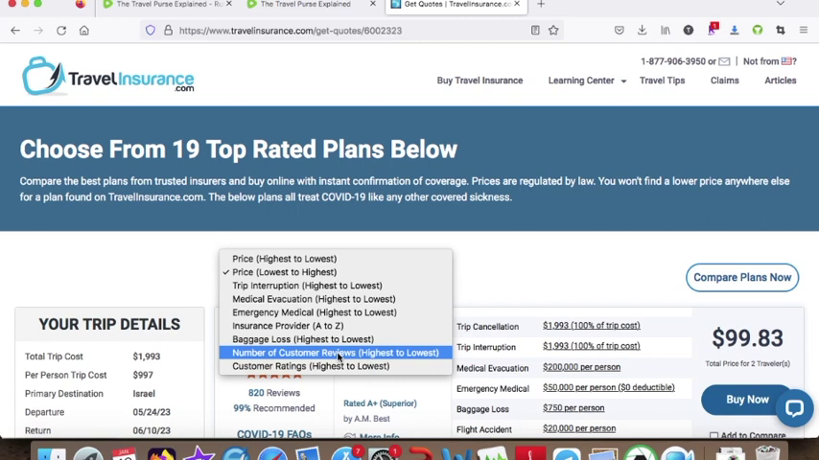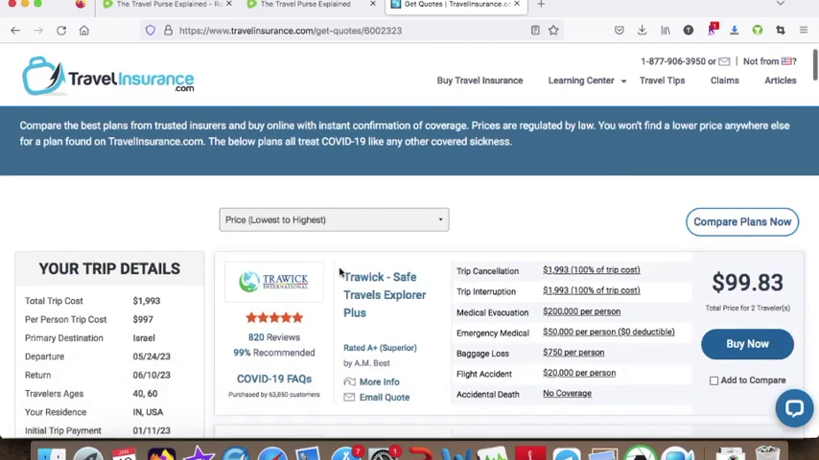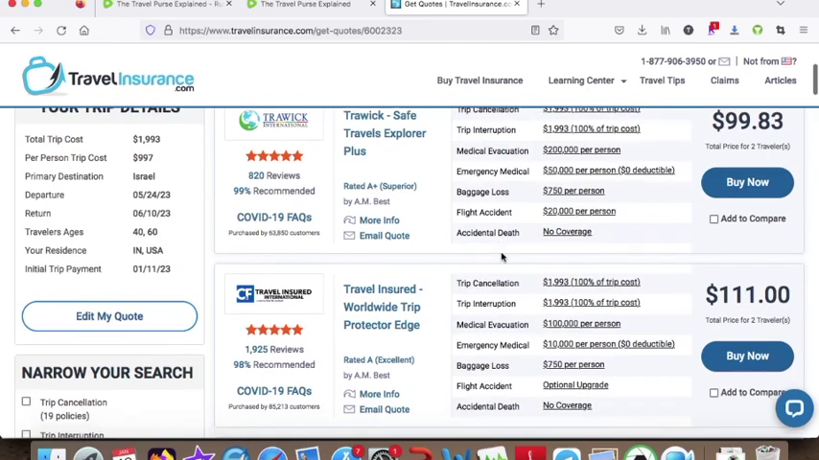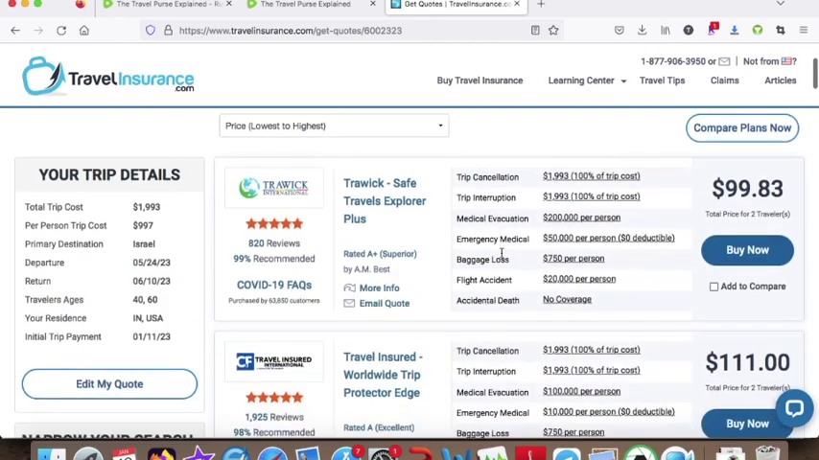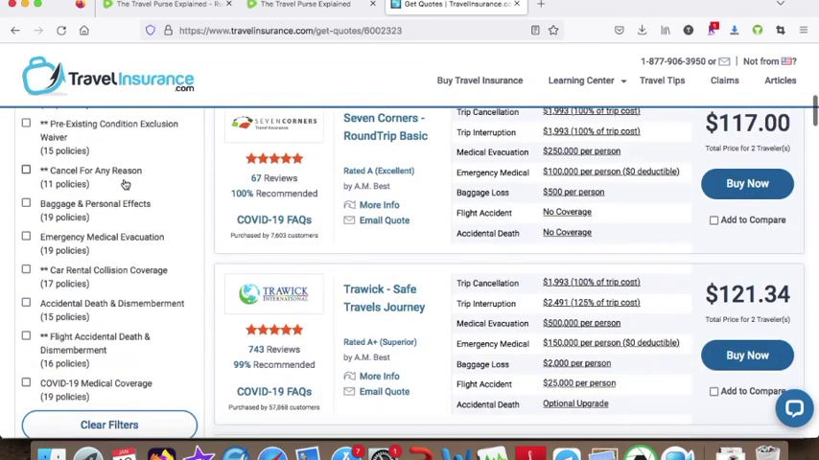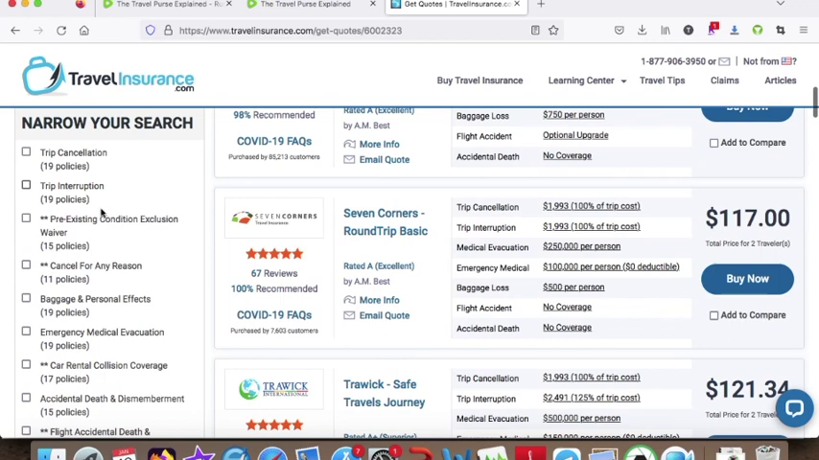Now then you have customer ratings, which you want the ones that have the highest possible ratings for what you're trying to get. Okay. And so then you can also compare plans. So you can select a number of plans and say, okay, let me compare it. You can narrow your search so that you want to make sure it has exactly what you want. You want something that has a pre-existing condition exclusion waiver. If you want to know what that is, you can also find that out.